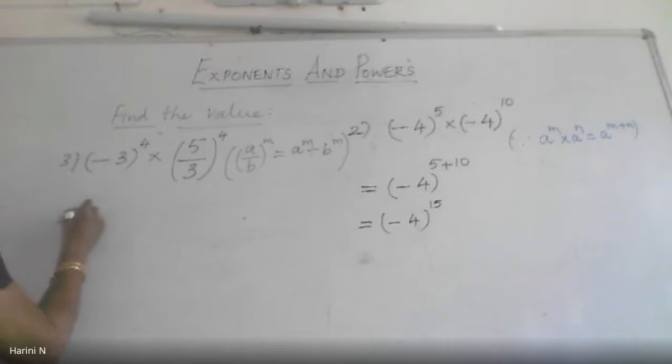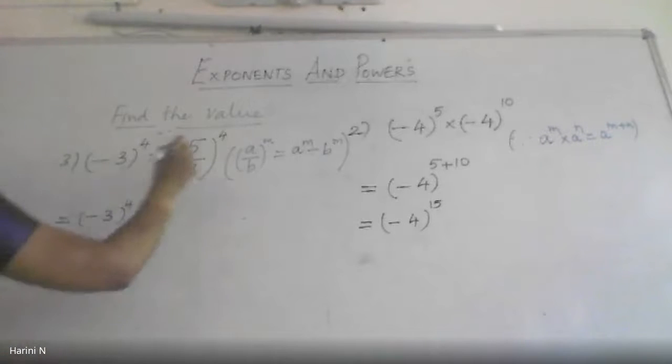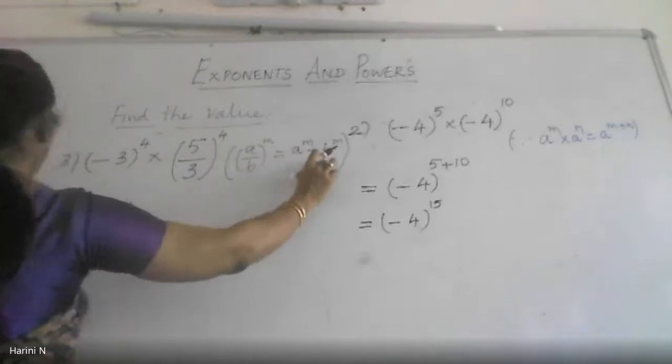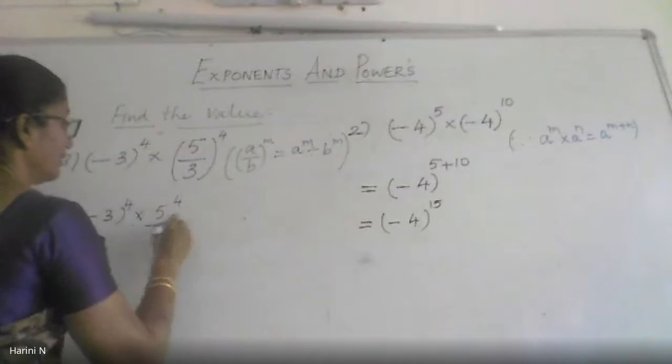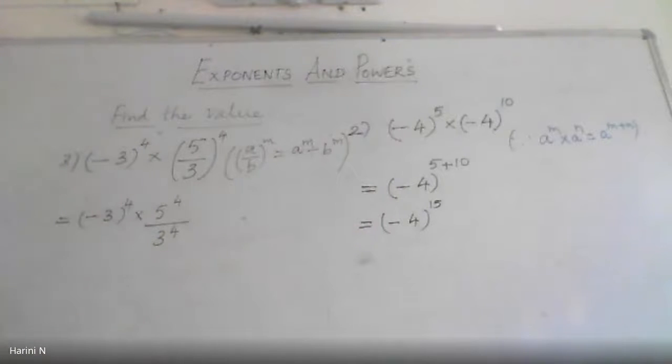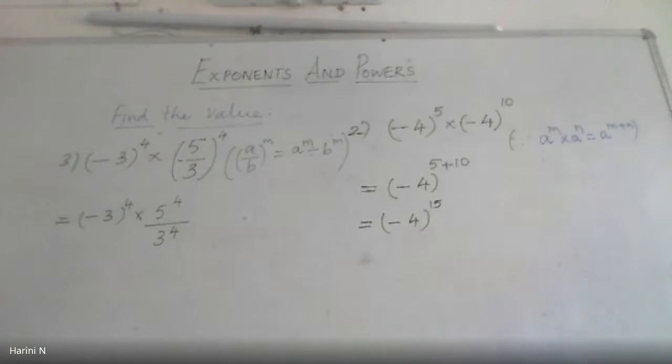See what I'm doing. This is negative 3 to the power 4 into, I can write it as a to the power m divided by b to the power m. So it will be 5 to the power 4 divided by 3 to the power 4. Am I correct in writing it? Did you understand this step? I have put the exponent for each a and b separately. Any doubt? Now what shall I do next? Is there anything else that I can still do?